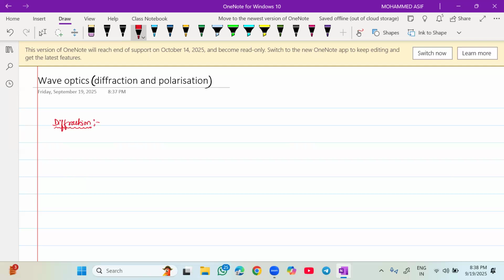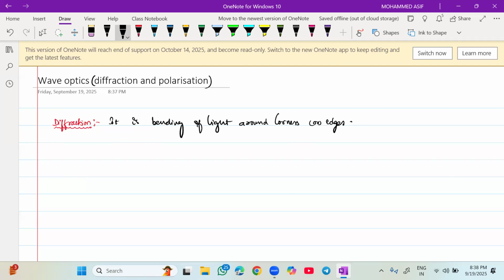When light is going through a keyhole, you see that the shadow of the keyhole is larger. That means it is bending at the sharp corners. So indirectly, I can say that bending of light around corners or edges, like sound, is called diffraction.